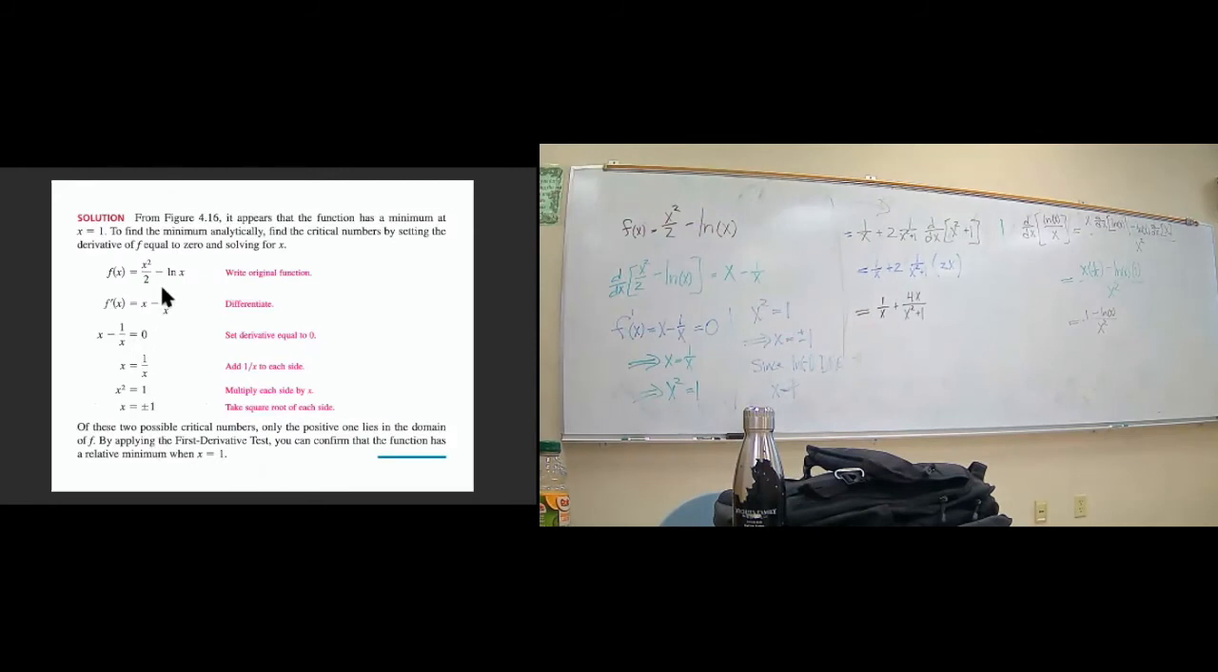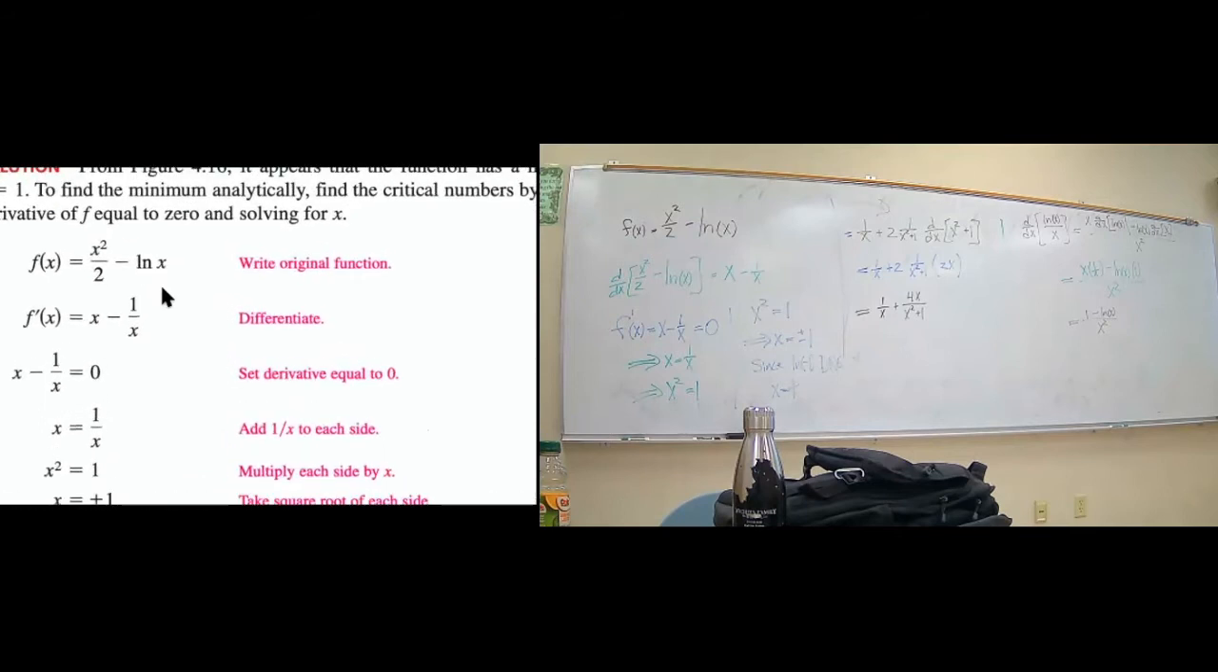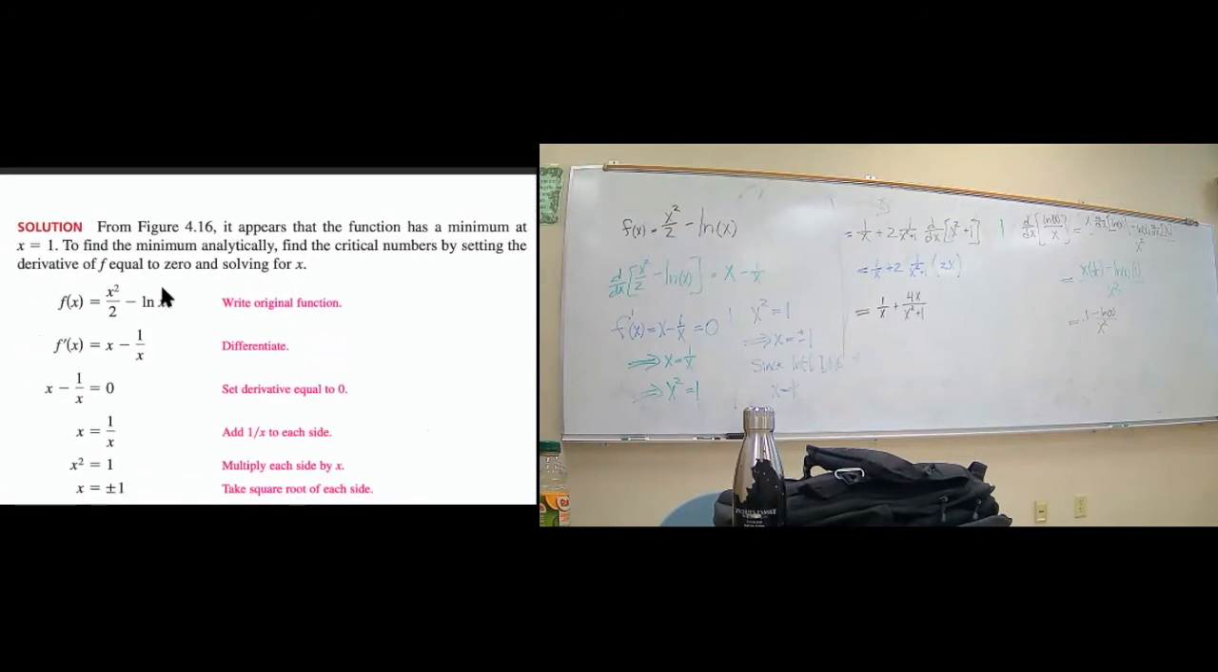And checking out what they've got going on, they do the same thing, right? You might want to find the minimum or the maximum here. In this case, it's going to be a minimum. And we do that by finding the critical numbers. And we do that by setting the derivative equal to 0, right?